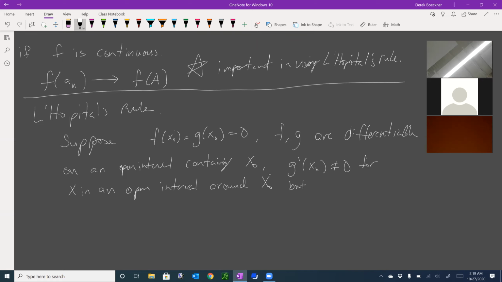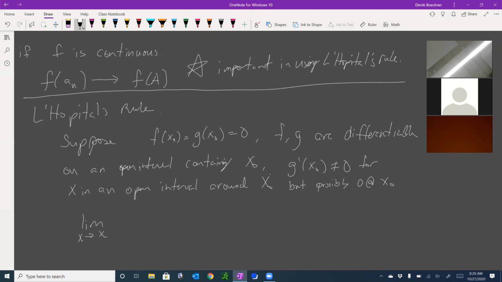But possibly 0 at x naught. So g prime of x naught could equal 0, but nearby it can't be. Does that make sense? This is kind of technical for the setup, but the punchline now.